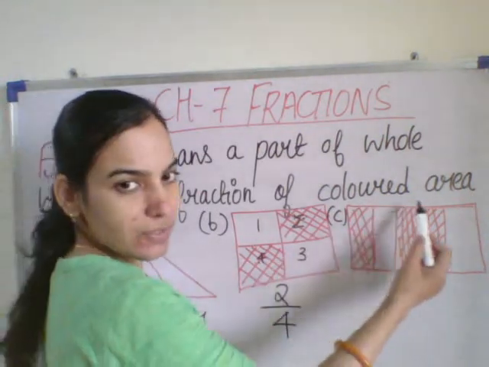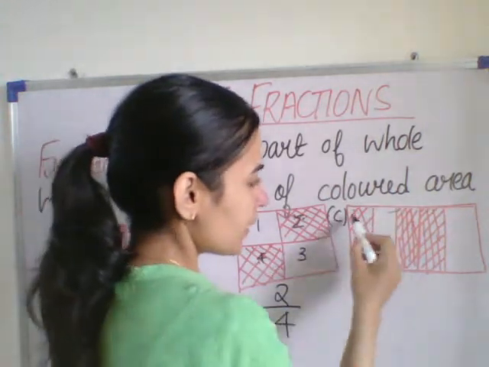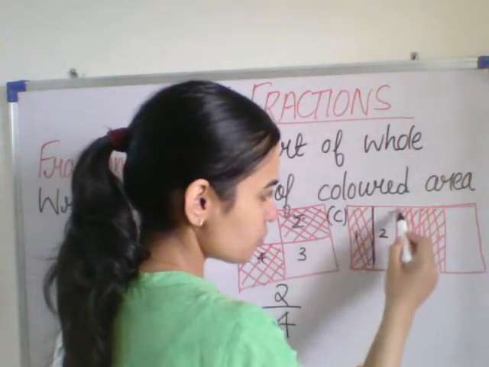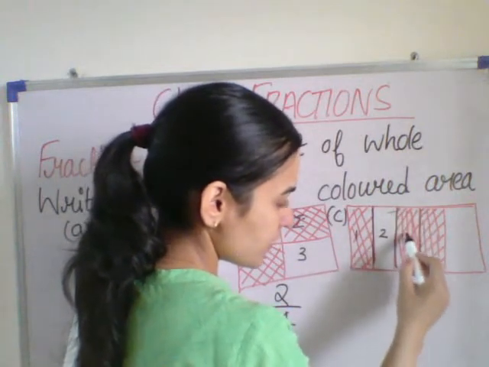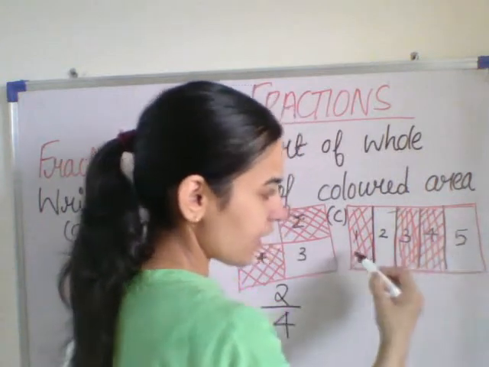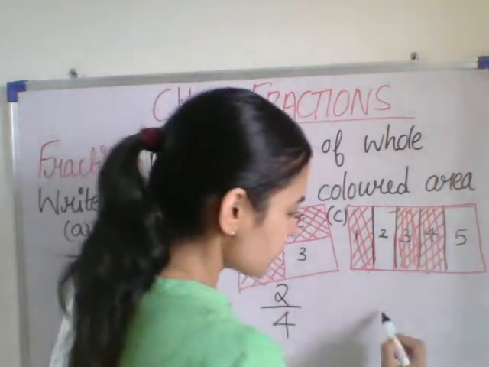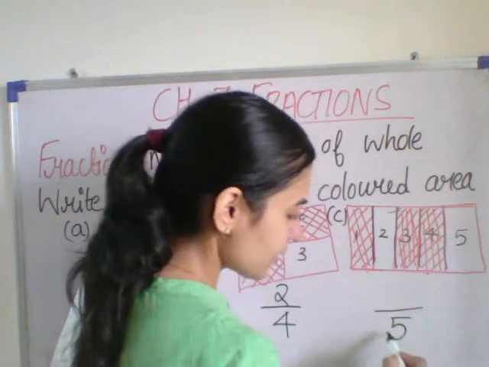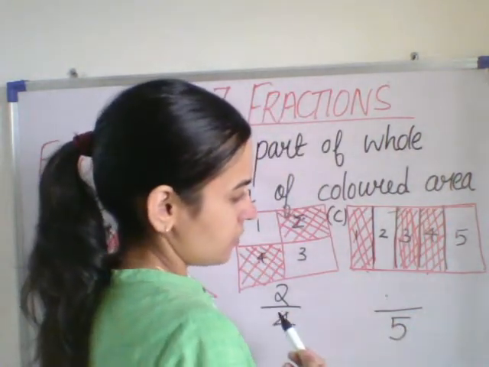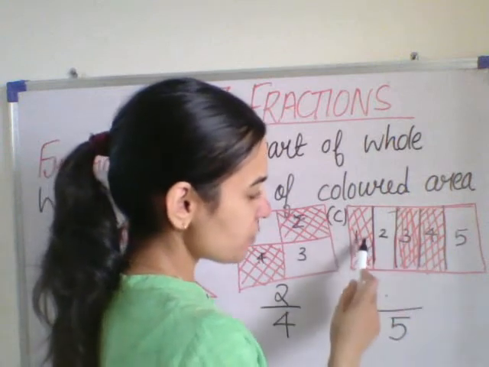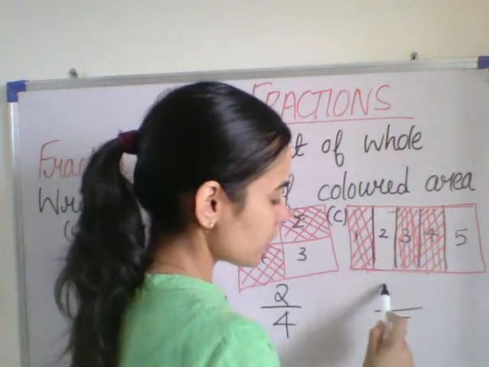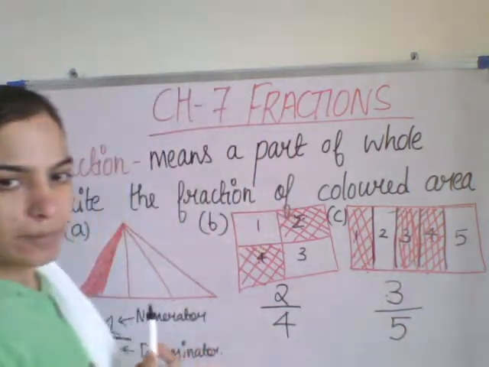Now look at this figure, the last one. In how many parts is it divided? This is 1, 2, this is 3, 4 and 5. It is divided into 5 equal parts. So at the denominator I will be writing 5. And here how many parts have I shaded? 1, 2 and 3. I have shaded 3 parts. So I will be writing it as 3 by 5.